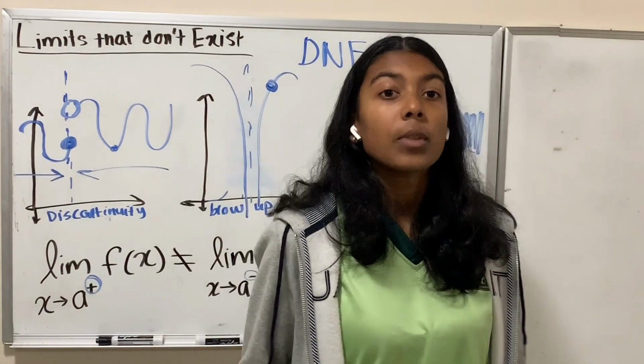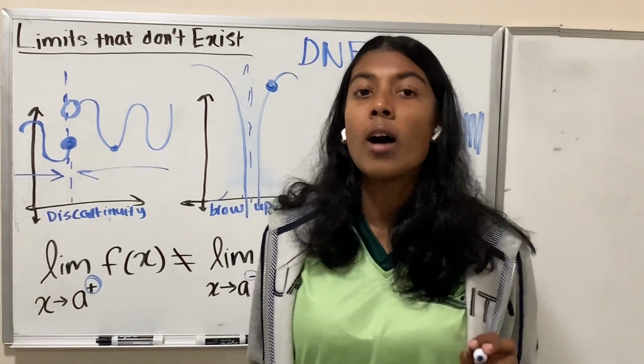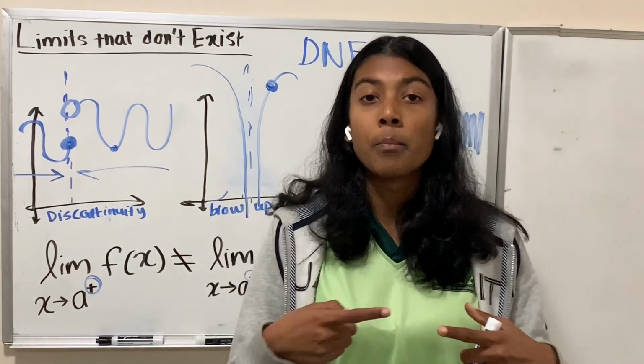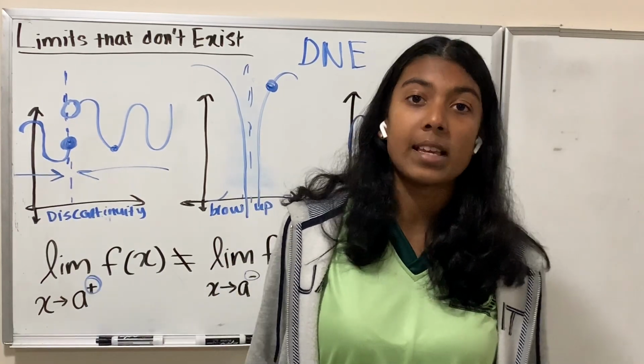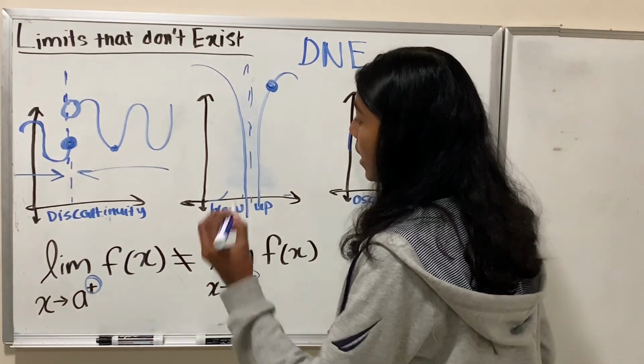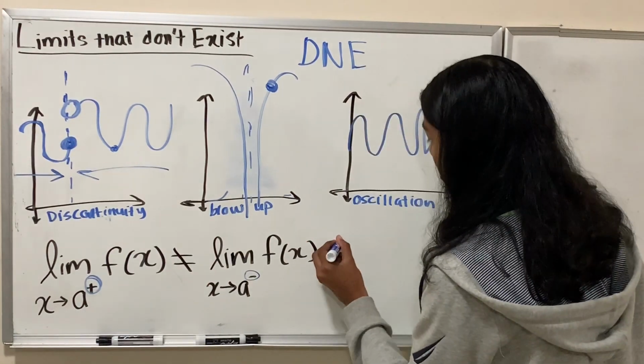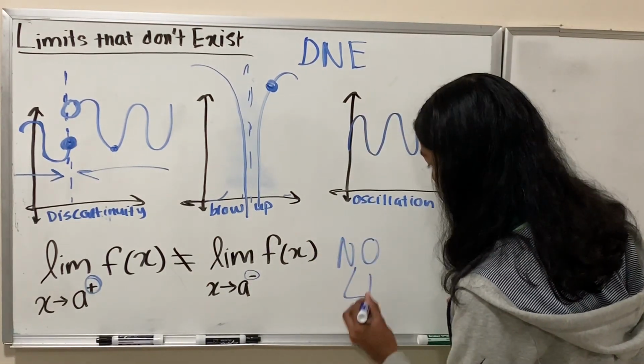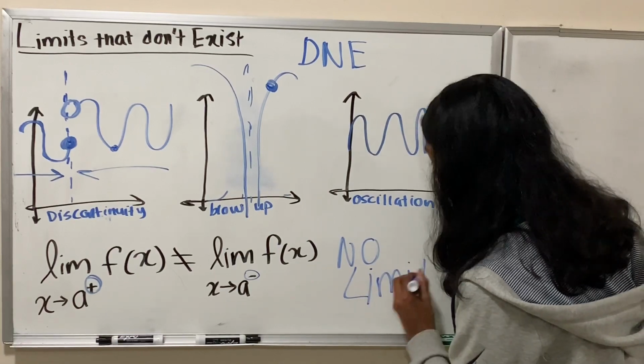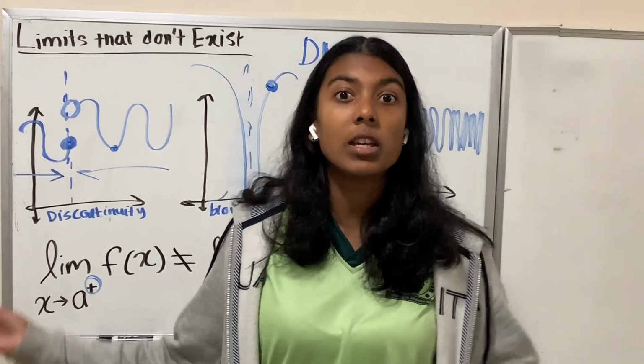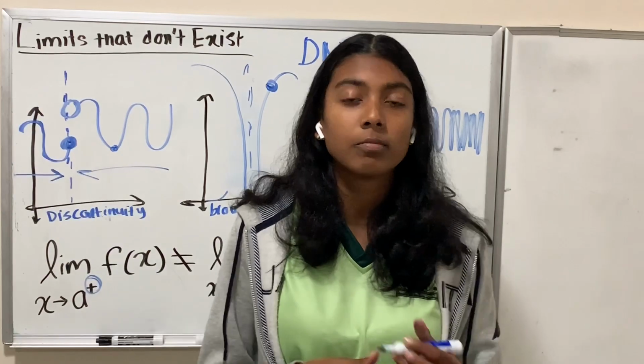But one thing is, if we want the limit in general of that point as it approaches from both sides, it does not exist unless both are equal. If they're not equal, no limit. But if they're equal, the limit is simply what they both approach.